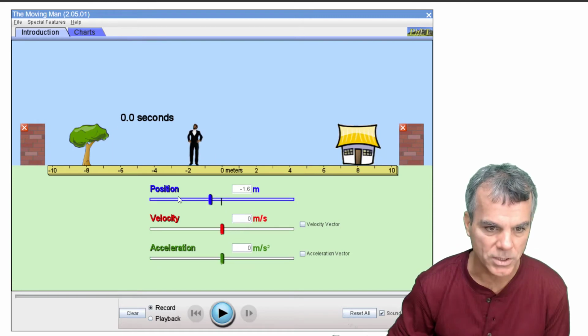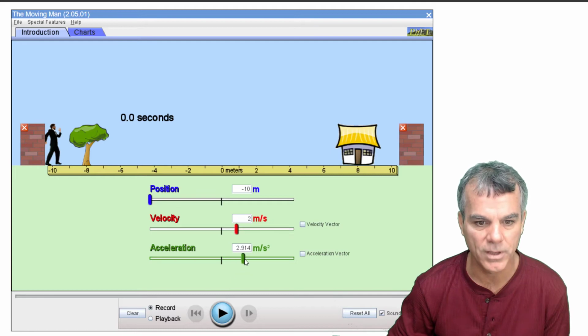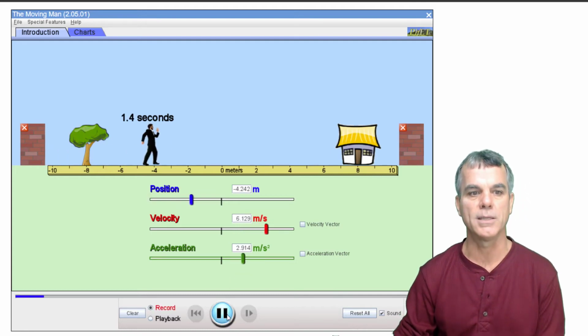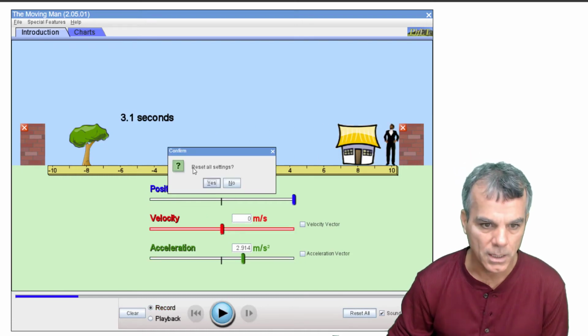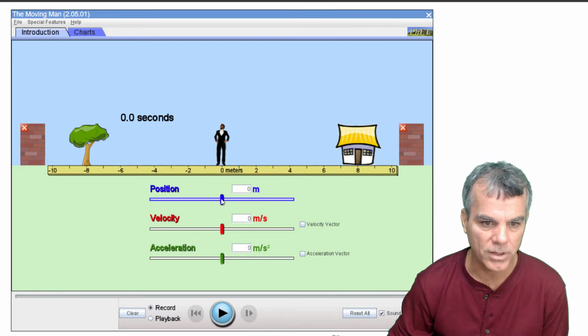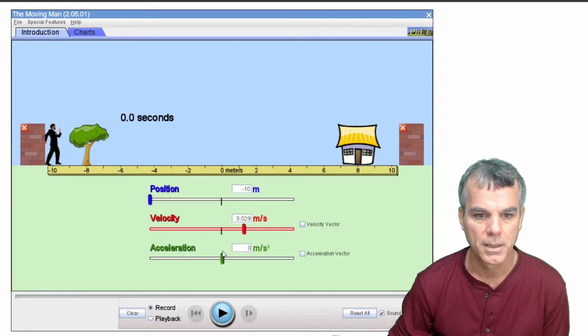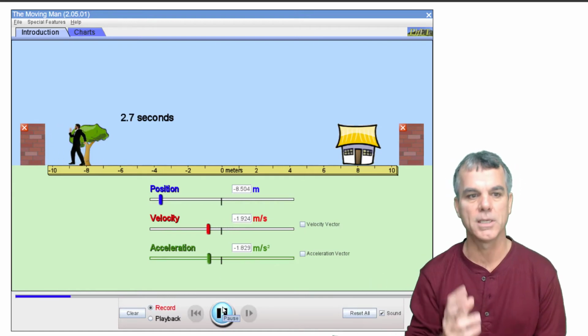We have an initial position of 0, a positive velocity, and a positive acceleration, which means the object is going to be moving to the right and speeding up. A positive velocity and a negative acceleration is going to mean the object is moving to the right, decreasing in speed.